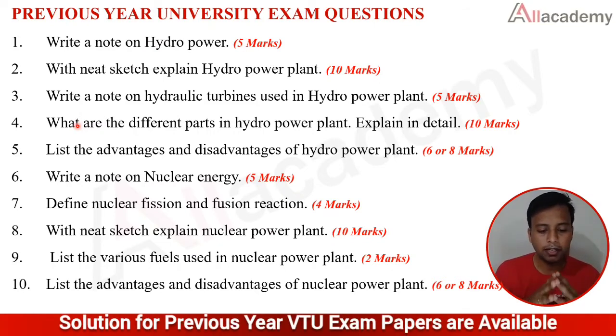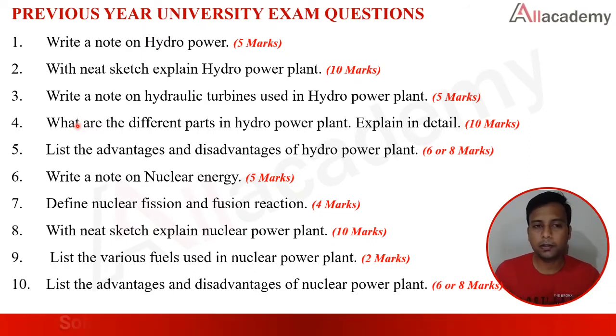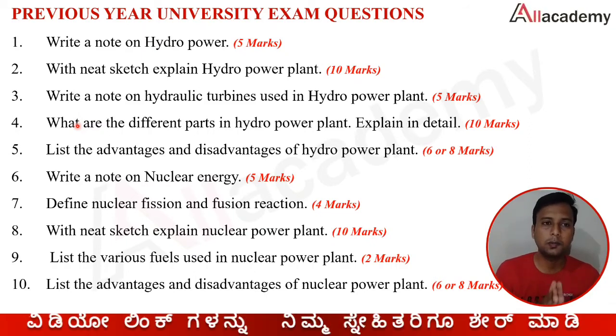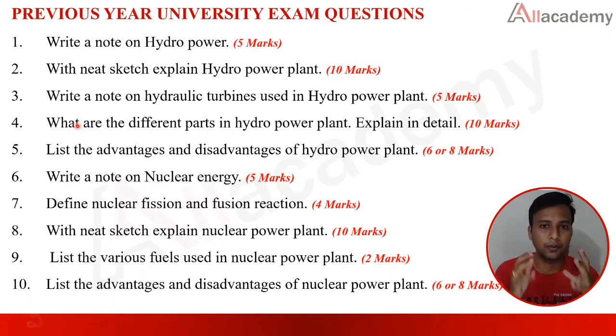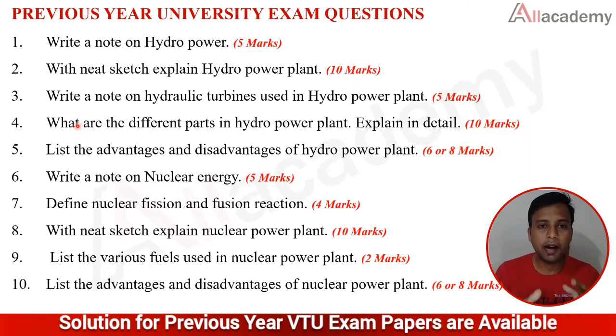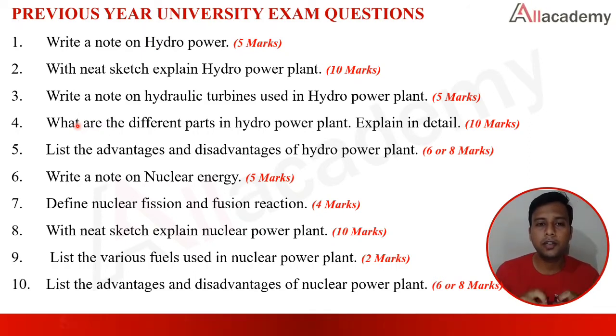Now, list the advantages and disadvantages of a hydropower plant. Sometimes it is asked for 6 marks. If it is asked for 6 marks, write minimum 4 points in advantages and 4 points in disadvantages. If it is asked for 8 marks, write minimum 6 points in advantages and 6 points in disadvantages.